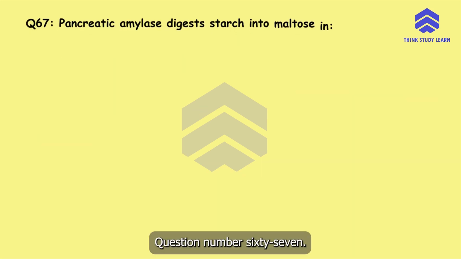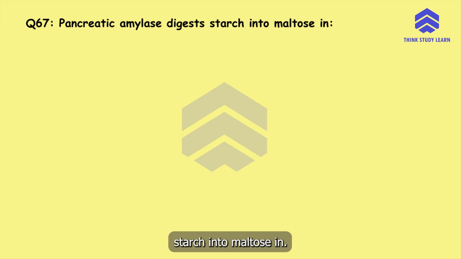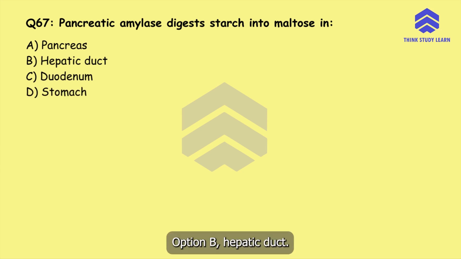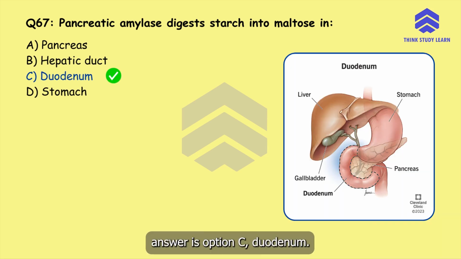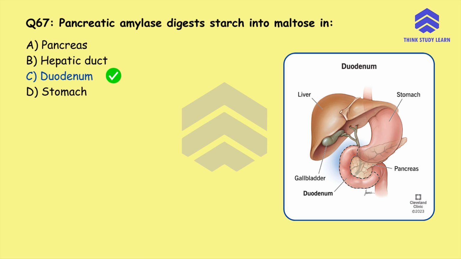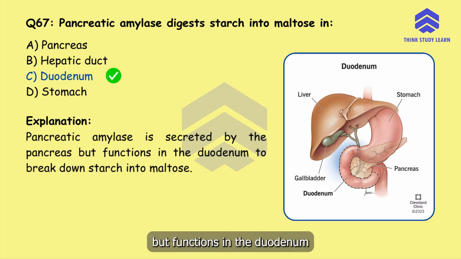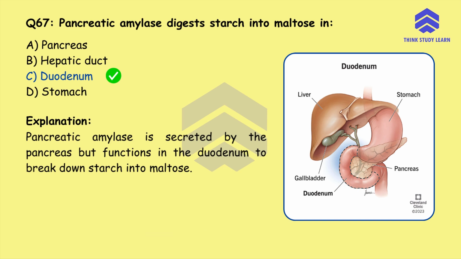Question number 67. Pancreatic amylase digests starch into maltose in option A, pancreas, option B, hepatic duct, option C, duodenum, or option D, stomach. The correct answer is option C, duodenum. Pancreatic amylase is secreted by the pancreas but functions in the duodenum to break down starch into maltose.